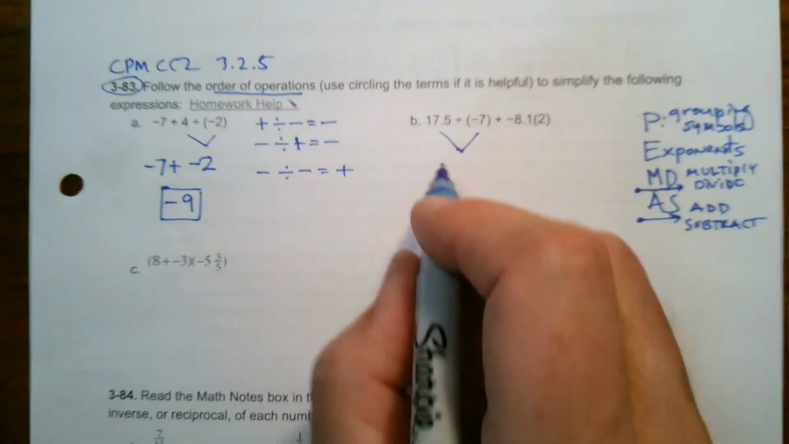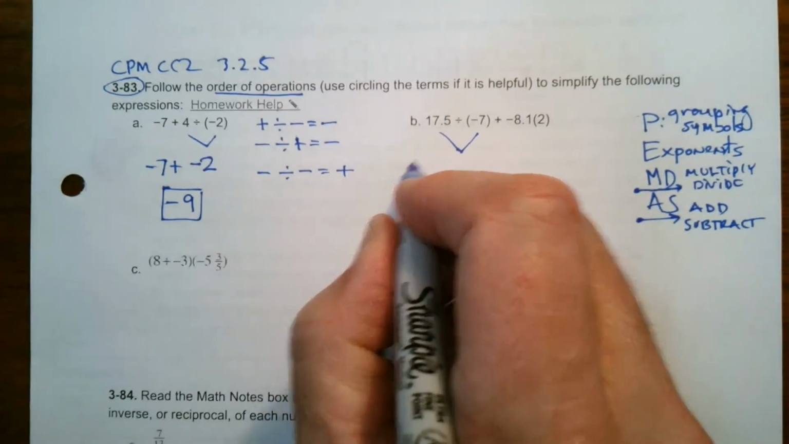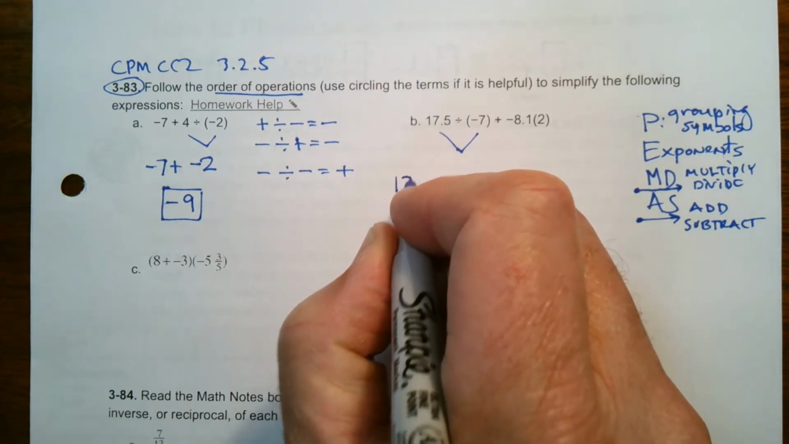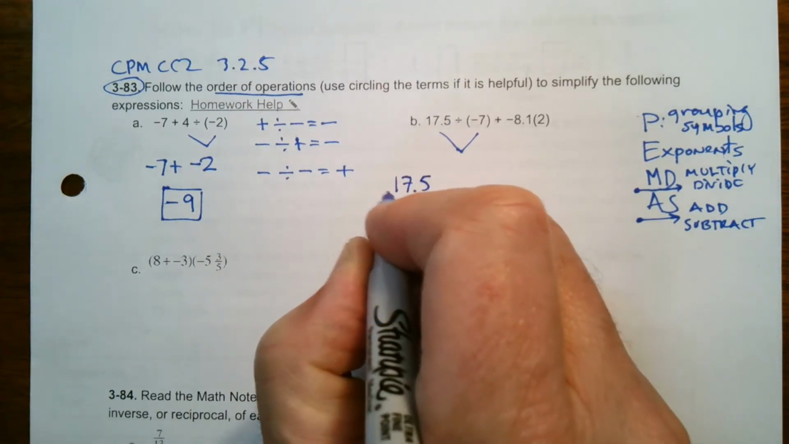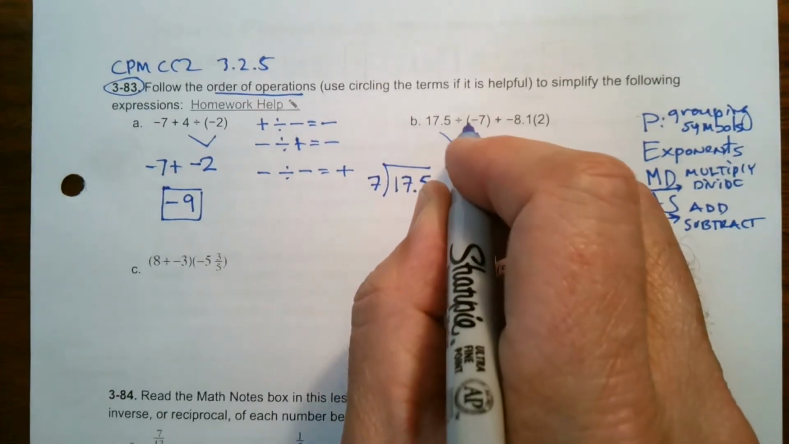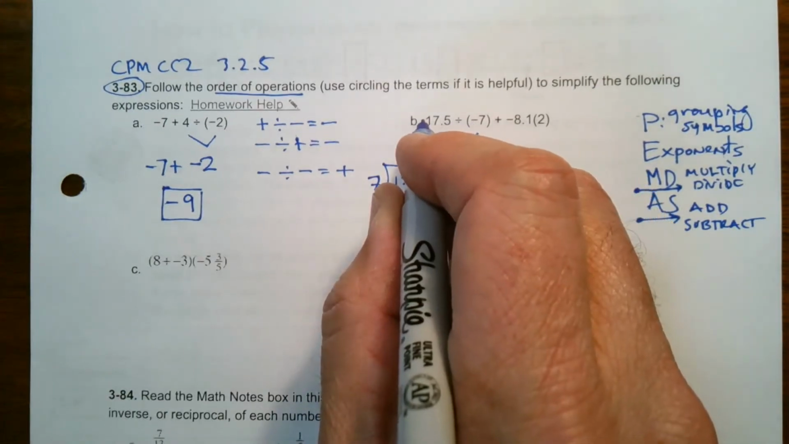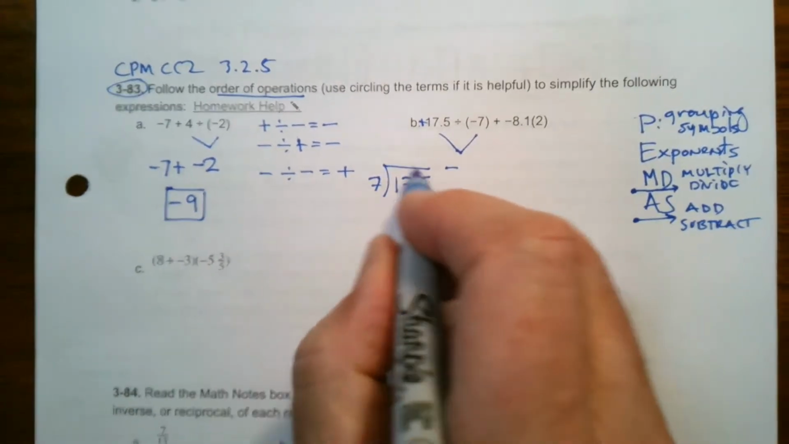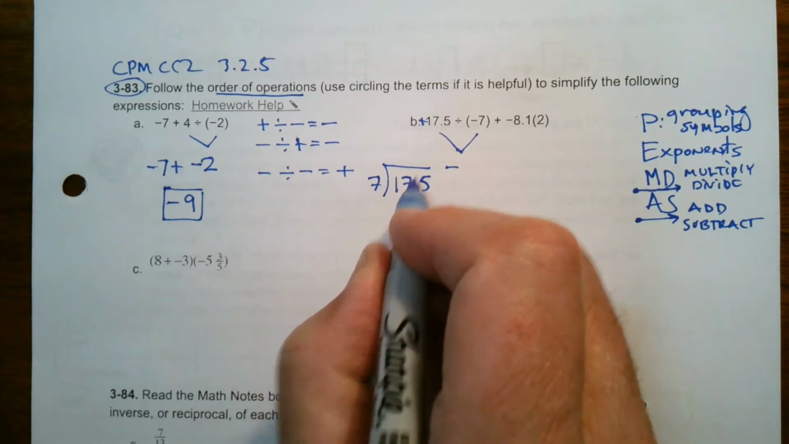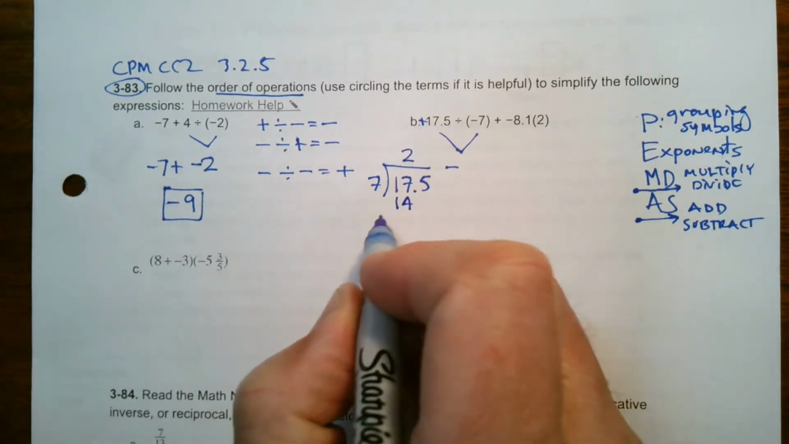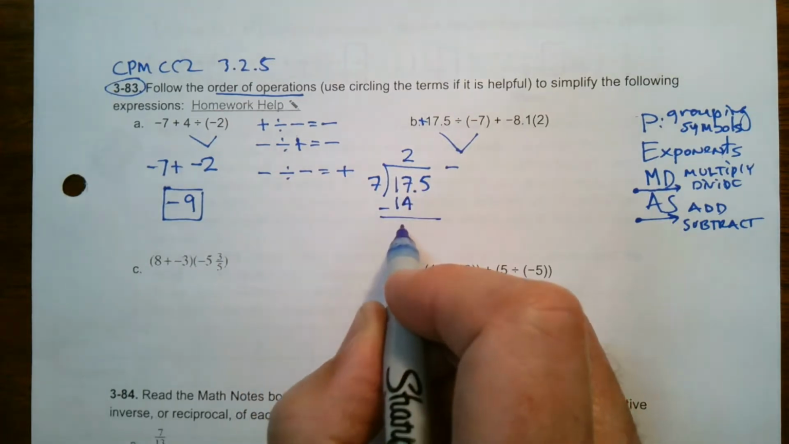This is where we may need to do some long division. So 17 divided by 7. Now I know my answer is going to be negative because a positive divided by a negative is a negative. But now I just have to figure out what this value is. So 7 goes into 17 twice. Multiply, I get 14. I'm going to use the long division algorithm to figure this out.